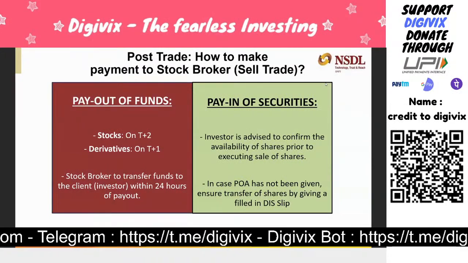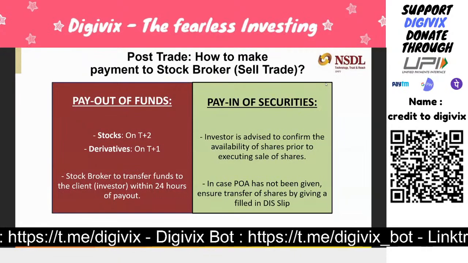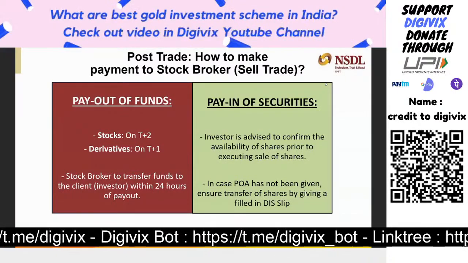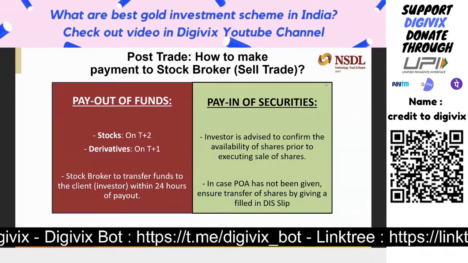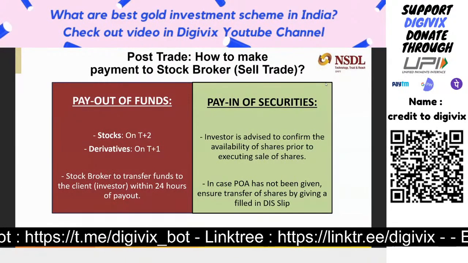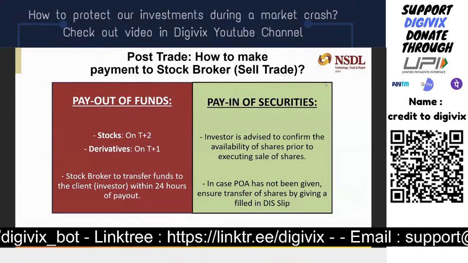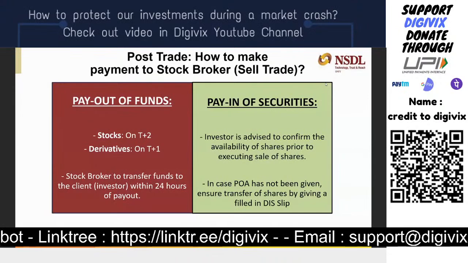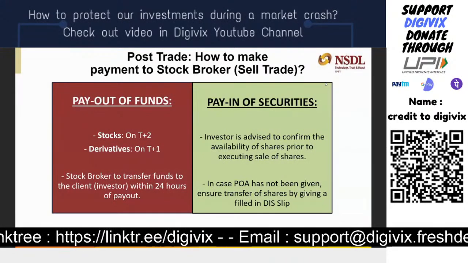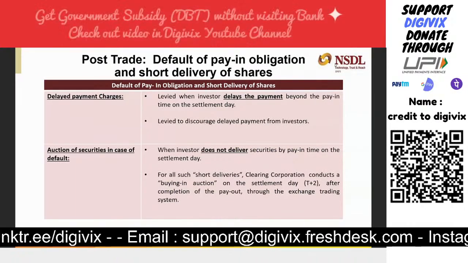Yeah, the same thing I was saying. For stocks it is T plus 2 days; if you have traded in derivatives, it is T plus 1 day for payout. And for pay-in, the money has to be there at that point in time, because if you want to buy something, your account has to be funded so that you can trade.